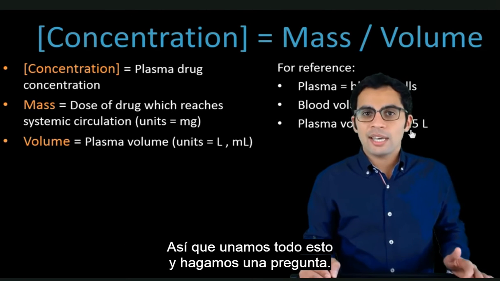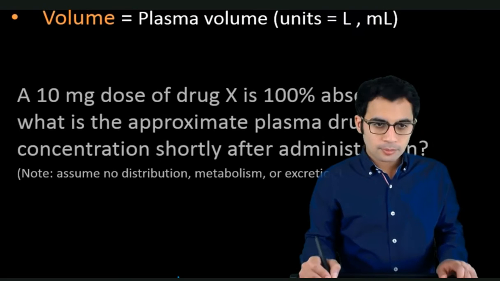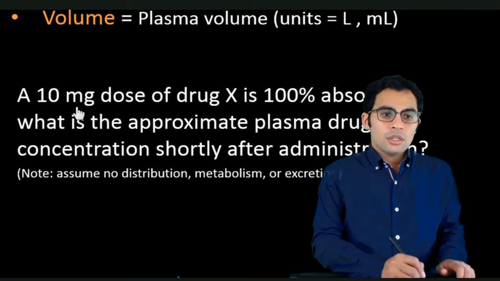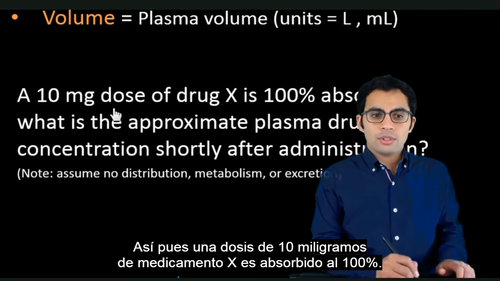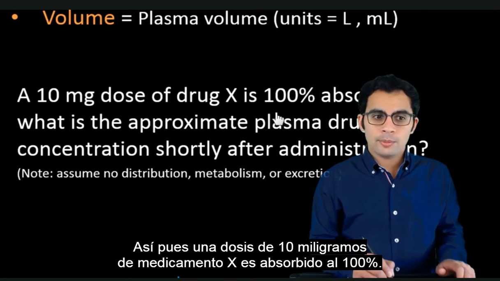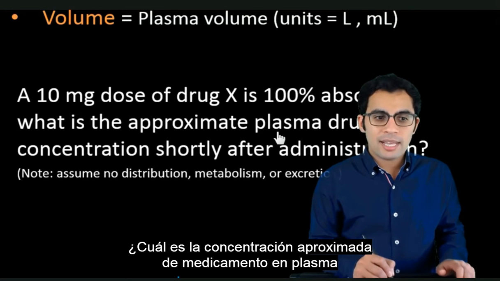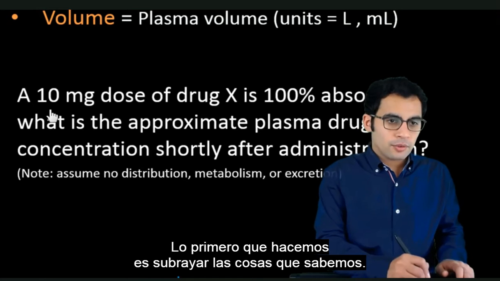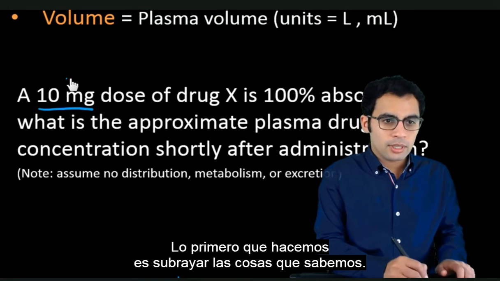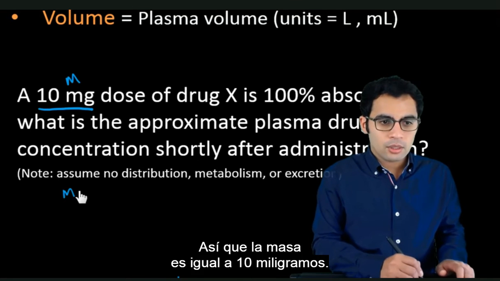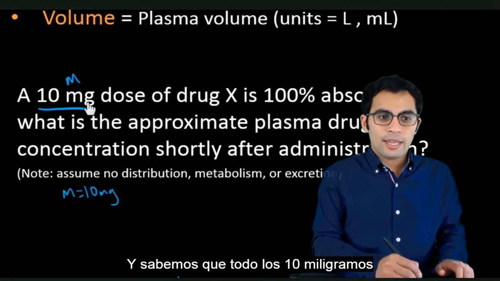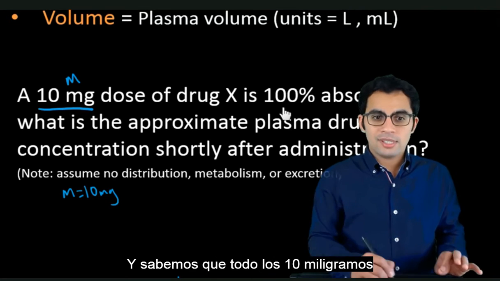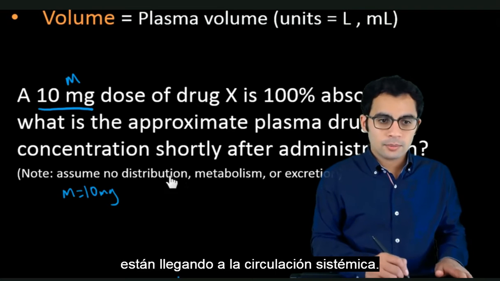So let's put this all together and do a question. A 10 milligram dose of drug X is 100% absorbed. What is the approximate plasma drug concentration shortly after administration? So the first thing we do is we underline the things we know. That's the mass. So the mass is equal to 10 milligrams. And we know that all of this 10 milligrams is getting into the systemic circulation.